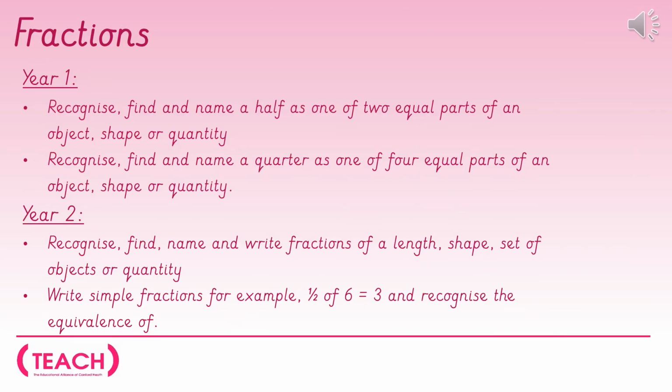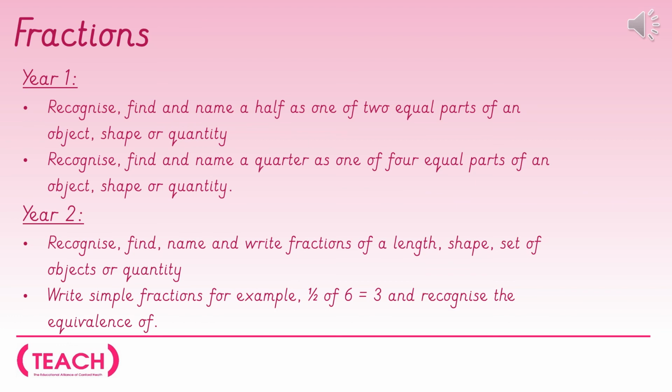For fractions in year 1, we have to be able to recognise, find and name a half as one of 2 equal parts, and we do that for objects, shapes or quantities, and then we repeat the same process again to find a quarter and to know that a quarter is one of 4 equal parts. We would teach this through sharing, so with objects we might share them out if we're finding a half between 2 people, or if we're finding a quarter we would share it out between 4 people, and then we move on to doing it by an array.